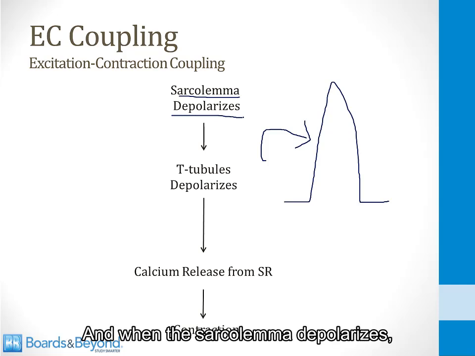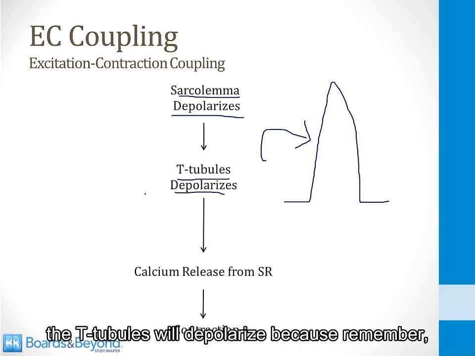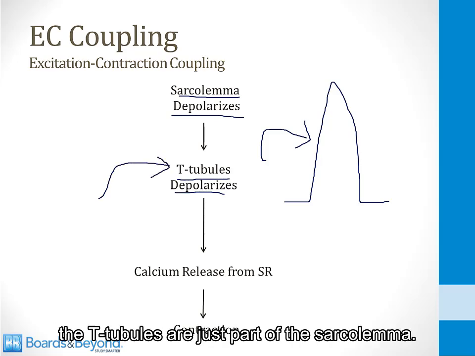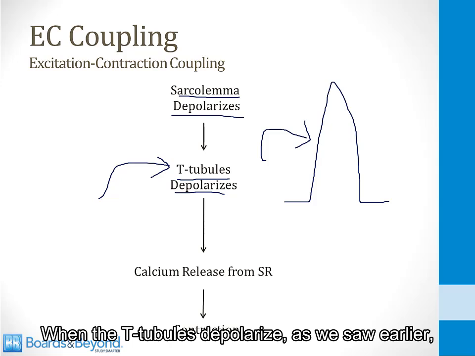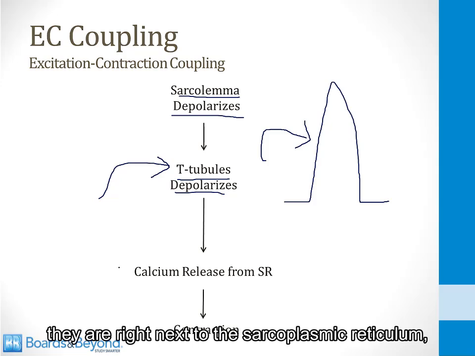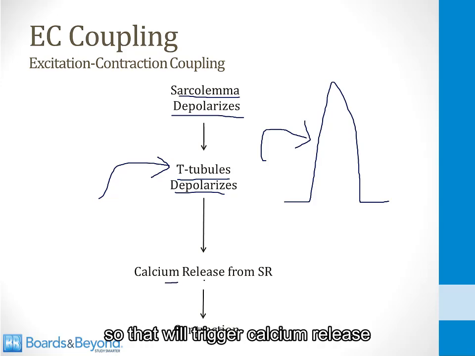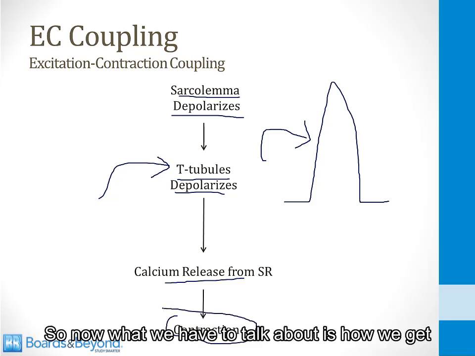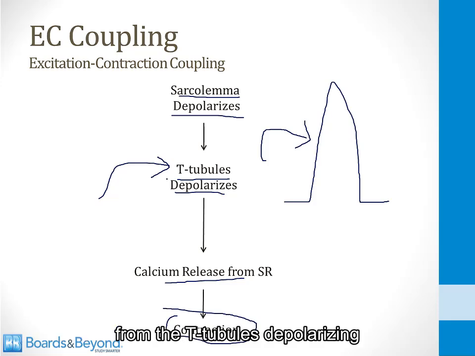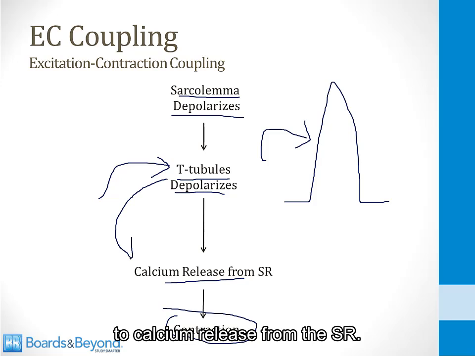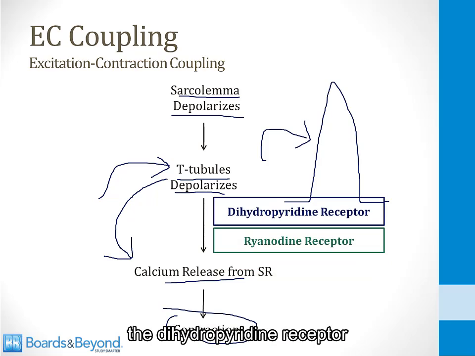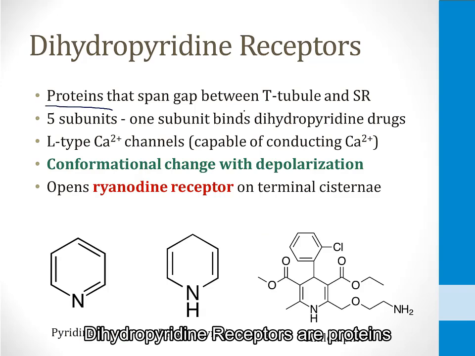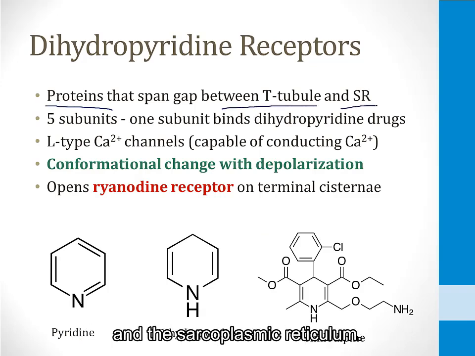And when the sarcolemma depolarizes, the T-tubules will depolarize, because remember, the T-tubules are just part of the sarcolemma. When the T-tubules depolarize, as we saw earlier, they are right next to the sarcoplasmic reticulum, so that will trigger calcium release from the sarcoplasmic reticulum, and calcium, as we saw earlier, leads to contraction. So now what we have to talk about is how we get from the T-tubules depolarizing to calcium release from the SR, and in order to understand that, we've got to talk about two things: the dihydropyridine receptor and the ryanodine receptor. Dihydropyridine receptors are proteins that span the gap between the T-tubule and the sarcoplasmic reticulum.